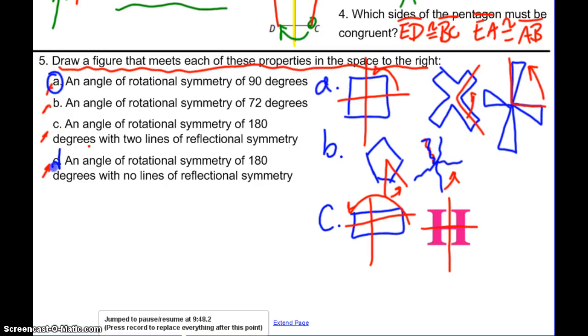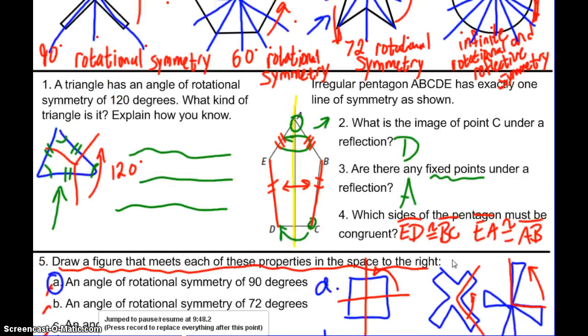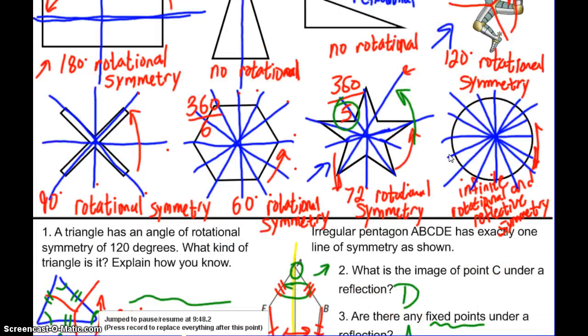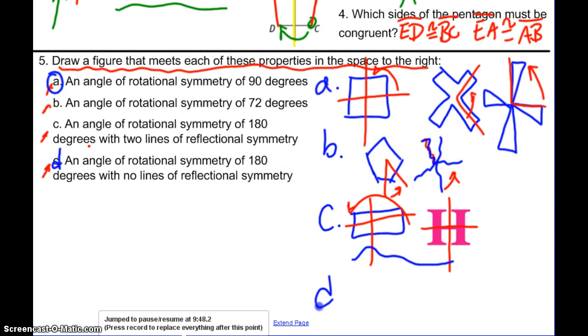As for this last one, which should be labeled D, my apologies, an angle of rotational symmetry of 180 degrees with no lines of reflectional symmetry. Oh, this is interesting. So it's got to look something like from C, but it can't have any sort of reflection. Well, think about something like this symbol right there, which actually is the symbol on the Isle of Man. That had rotational symmetry, but no reflectional symmetry. So what if I drew something like that, but with 180 degrees instead of 120?